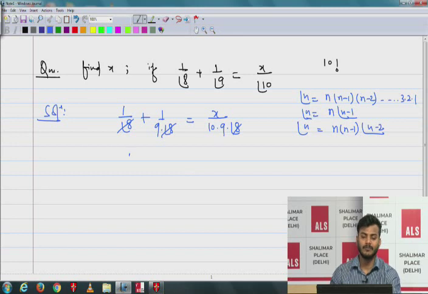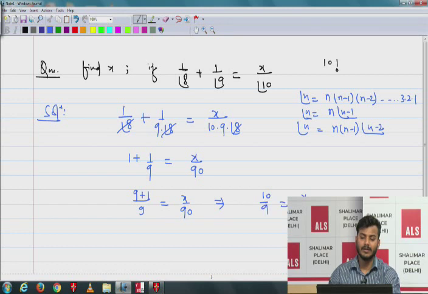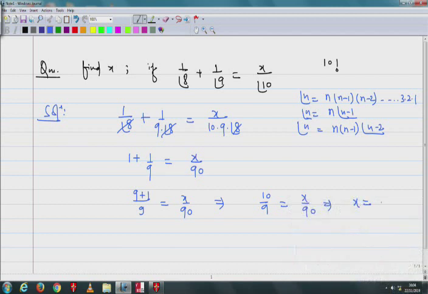What are we left with? 1 plus 1 upon 9 equals x upon 90. This is 9 plus 1 upon 9 equals x upon 90. So on solving we get 10 by 9 equals x by 90. What is the answer, guys? x will be 90 into 10 divided by 9, which is x equals 100. So the value of x equals 100.